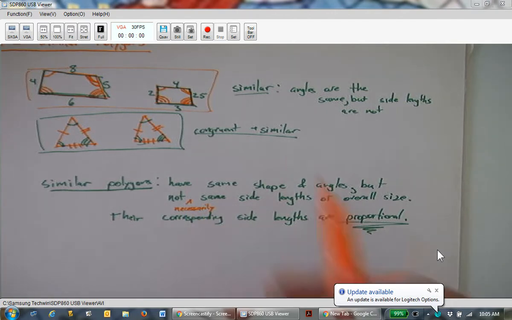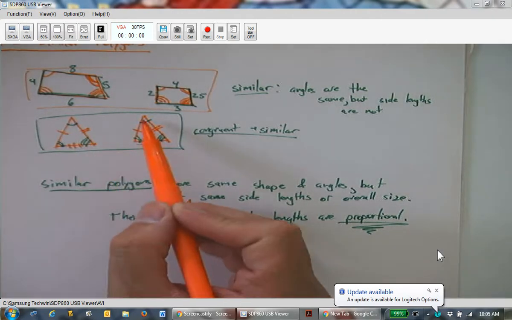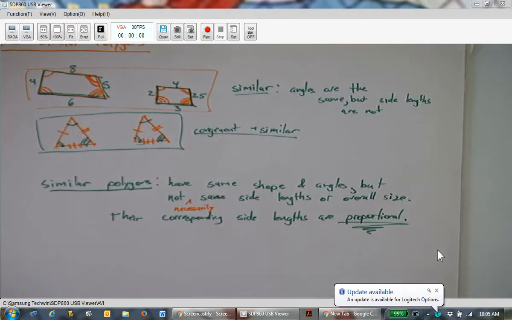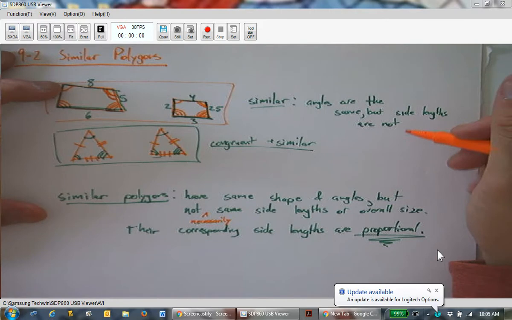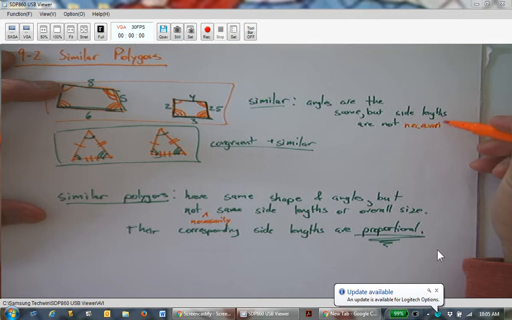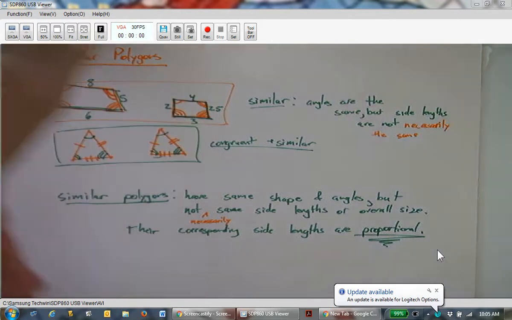It could be, because like in this case here, we had congruence and similarity. Actually, if you're completely congruent, are you similar? Yeah, you are. What is the ratio of this side to this side? 1 to 1, right? This, however, could be a little bit different, not necessarily the same. That is actually very key to know. All right.